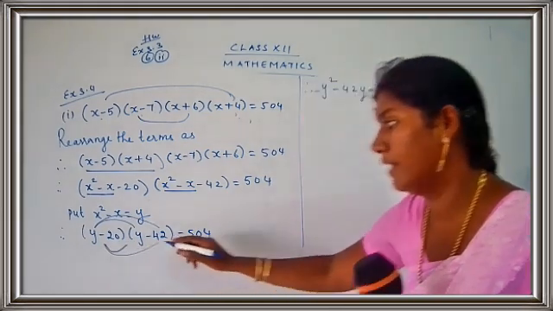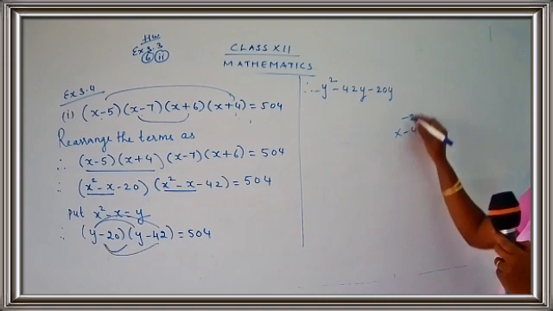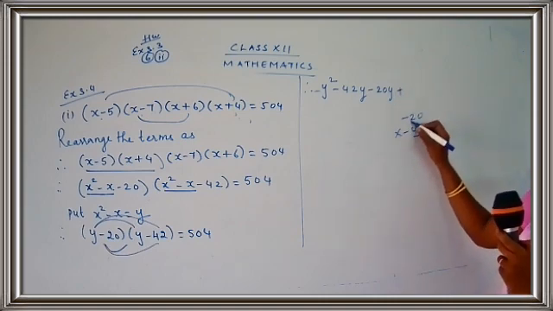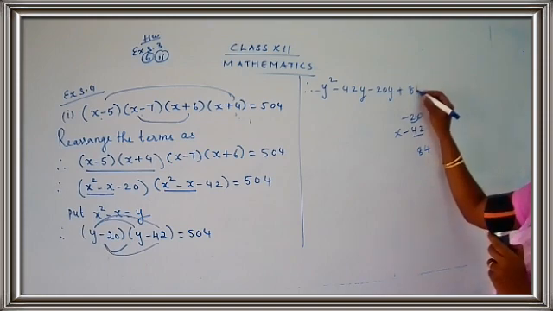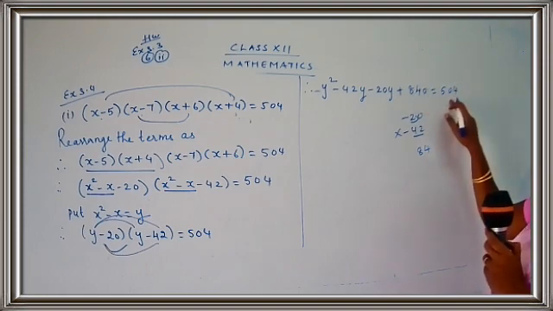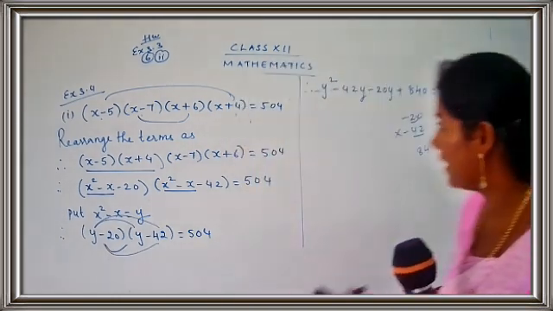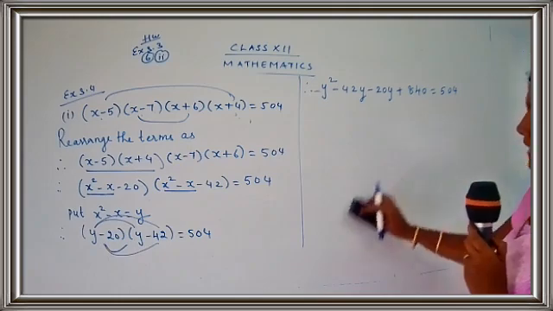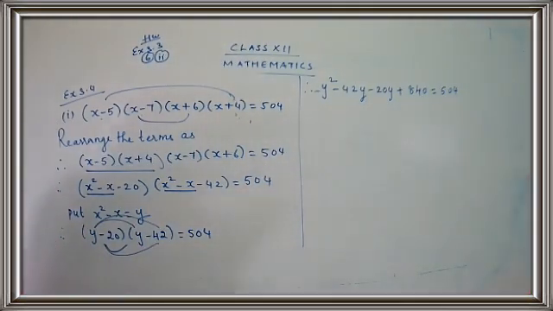Minus 20 into minus 42. Minus minus will become plus. 42 into 2 is 84, and a 0, you get 840, is equal to 504. Do not forget this 504, okay, children? What do you get? y square minus 42y minus 20y plus 840 is equal to 504.